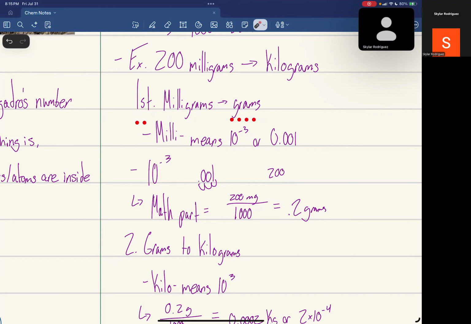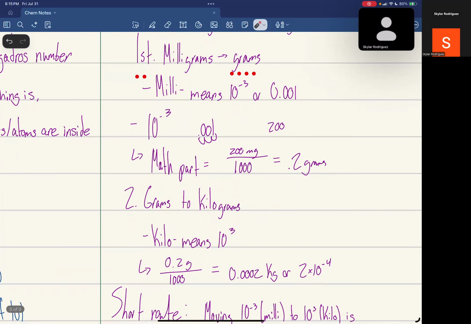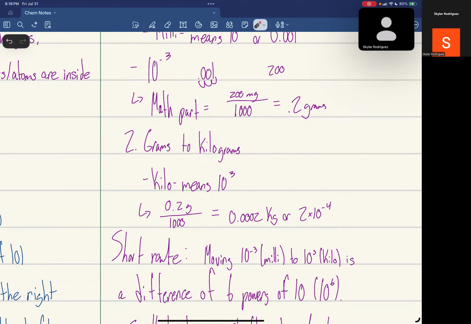So 200 milligrams divided by 1,000 is equal to 0.2 grams. Now we need to convert grams to kilograms, which is 10 to the third power, meaning we essentially move the decimal place 3 times over to the left. But first, to show our work, 0.2 divided by 1,000 equals 0.0002 kilograms, or 2 times 10 to the negative 4 kilograms.